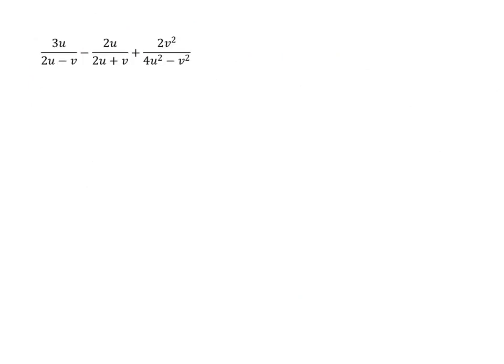Final problem, and you're very likely to see this very often. Looking at your denominators, you should notice that 2 of them can't be factored, but the last one is actually a difference of perfect squares. So we can factor that one to be 2u minus v times 2u plus v. And that is actually your least common multiple.